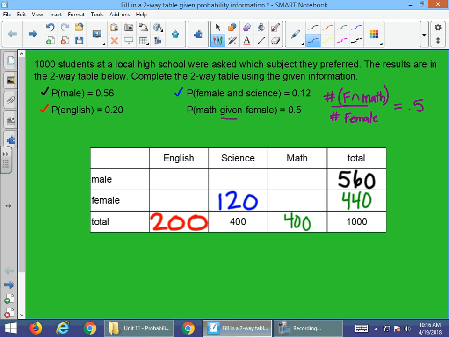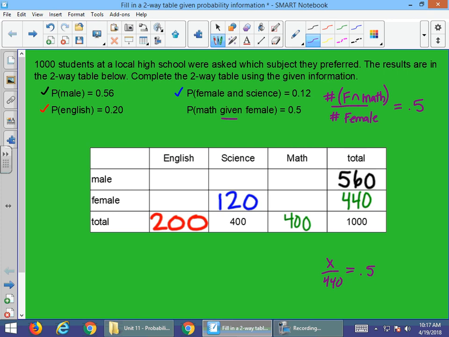All right, so this is going to help me now. Now I can go back and do my original problem I was looking at. So I need the number of female and science. I don't know that. That's my X. The number of female students is 440. And this has to equal 0.5.